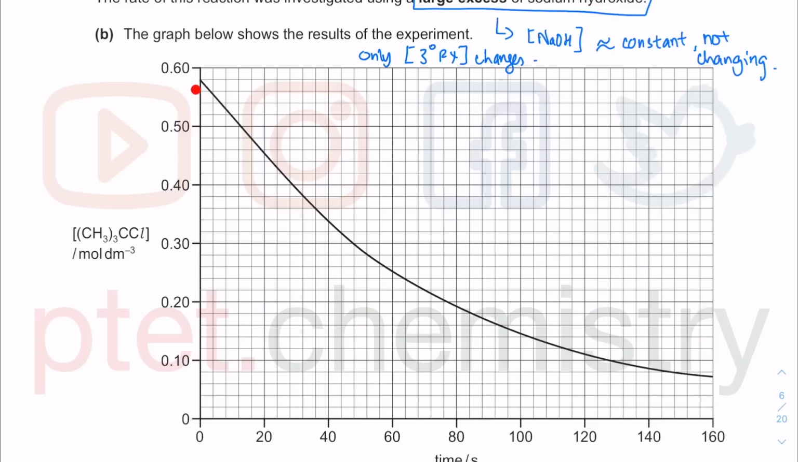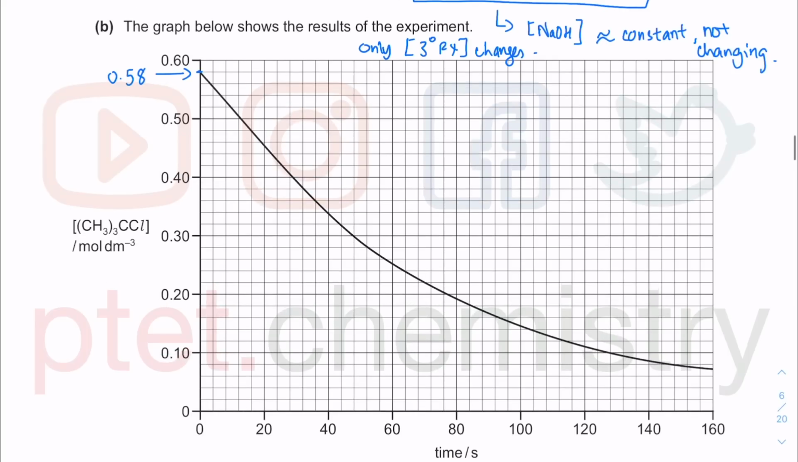The initial concentration means at time equal to 0. What is the original concentration? It's not exactly 0.60. This is 0.58, am I correct? Yeah, because it's 0.52, 0.54, 0.56, 0.58 mol per dm cubed there. Usually this kind of question involves drawing a tangent at t equal to 0 to work out the initial rate at time equal to 0.